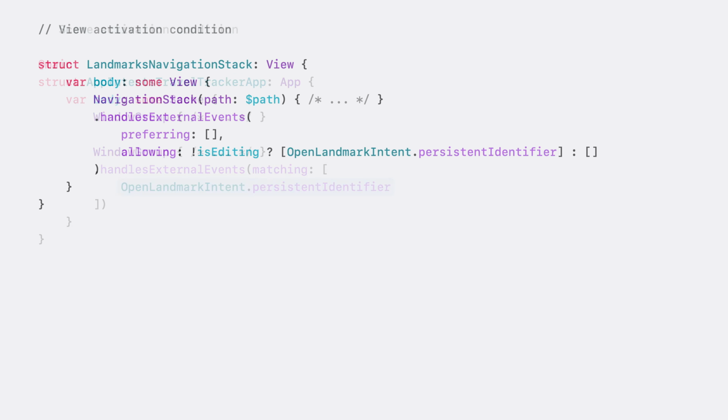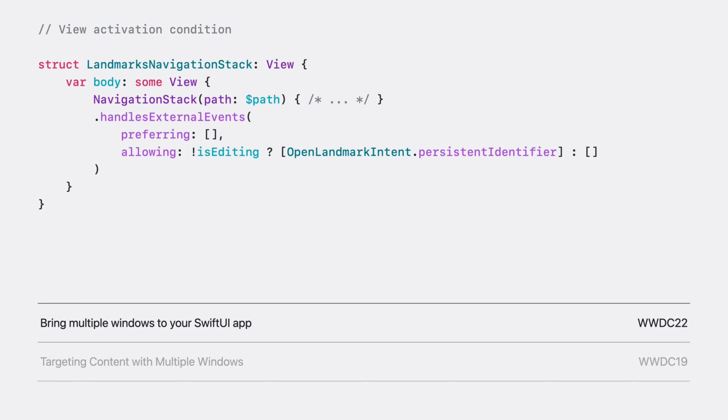But if the activation conditions are dynamic, you can use the same modifier on views instead. Here, I'm only allowing the scene to handle open landmark intent if we are not editing a collection. You can learn more about SwiftUI scenes and activation conditions from these two sessions.